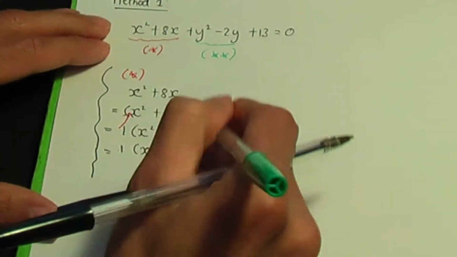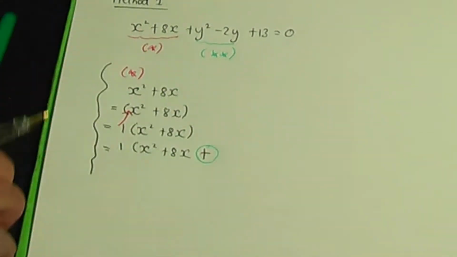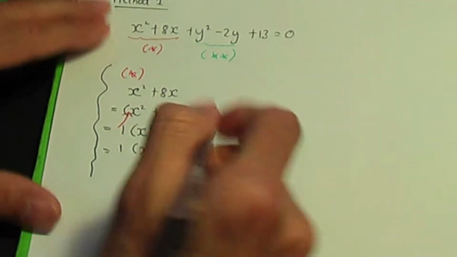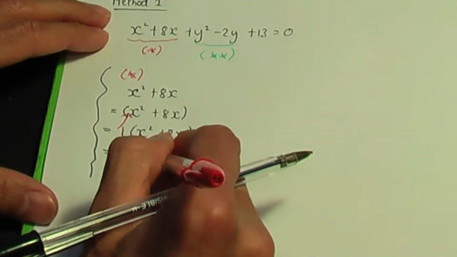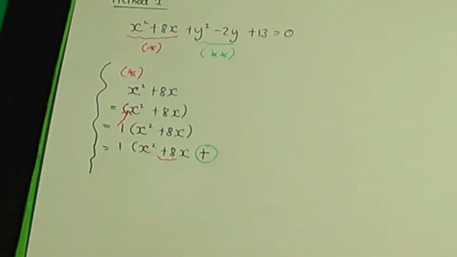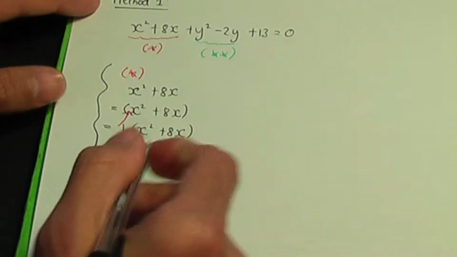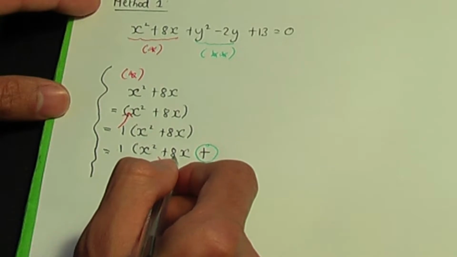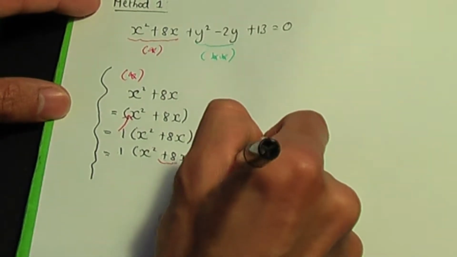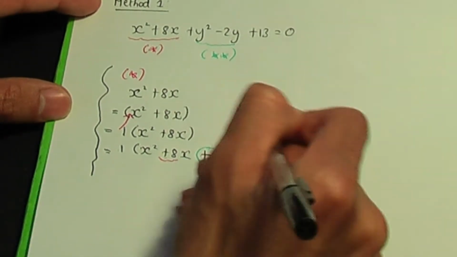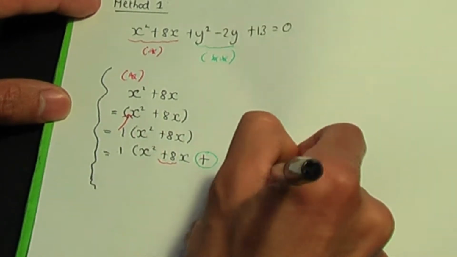So let me take this green pen. Green circle means always add. And we're adding half the coefficient of x, and we square that term. So the coefficient of x is plus 8. Half of plus 8 is plus 4. Don't forget to square. So it's a plus 4 squared.